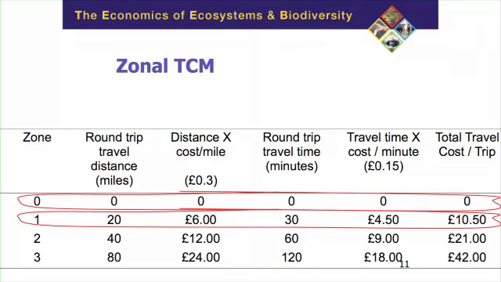And we do similar things here. Here it's 40 miles, here it's 80 miles, and we can apply these rates to get different costs. So the further away you are from different zones, the more it's going to cost you. There's nothing new about that. What we then want to do is, this information here doesn't really tell us anything about how much people value it.